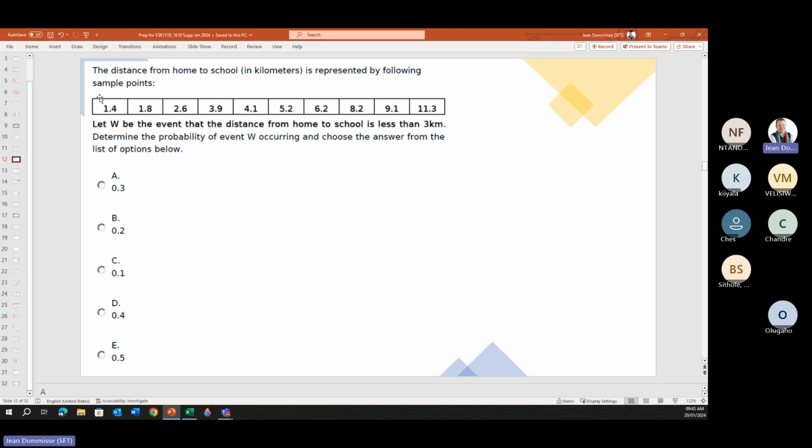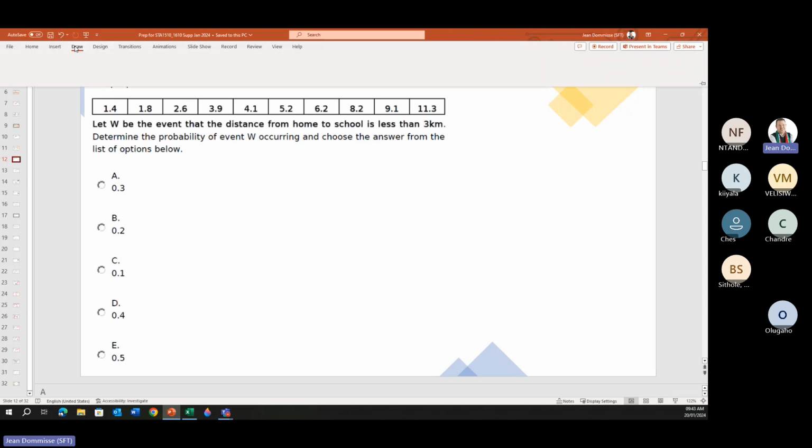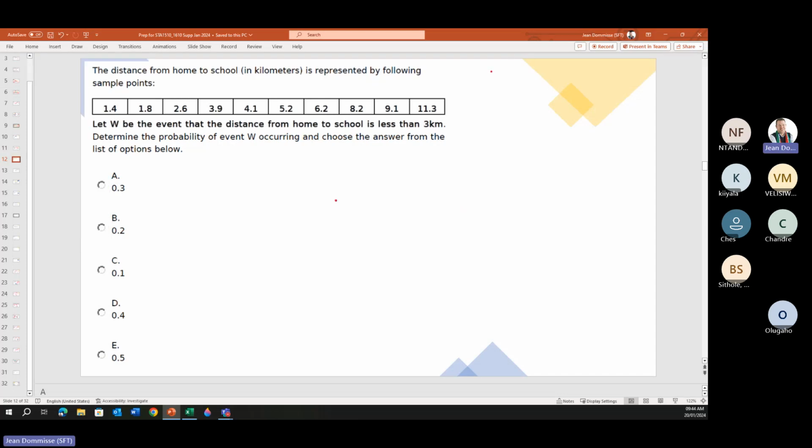I just saw this table and thought it was discrete. So let's look at the questions. Okay. So they tell us the distance from home to school is presented by this. Let W be the event that the distance from home to school is less than 3 kilometers. So determine the probability of event W occurring and choose the answer.